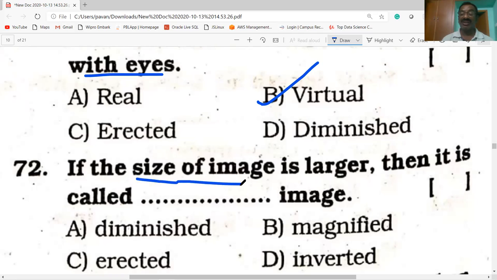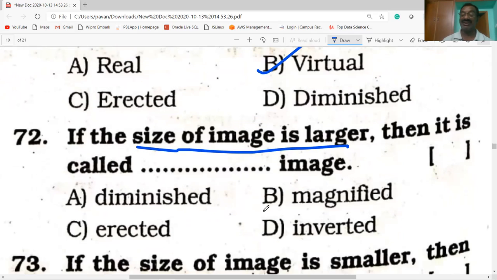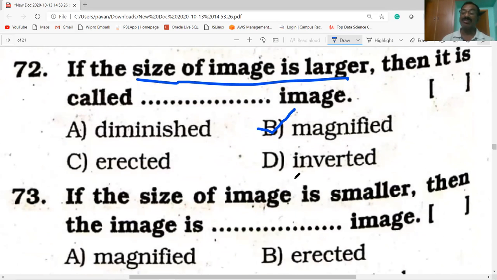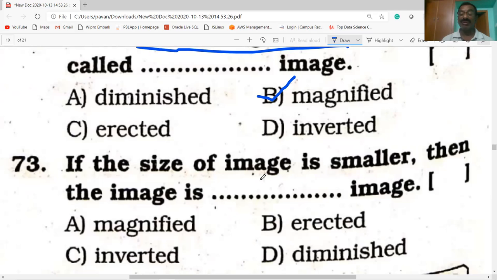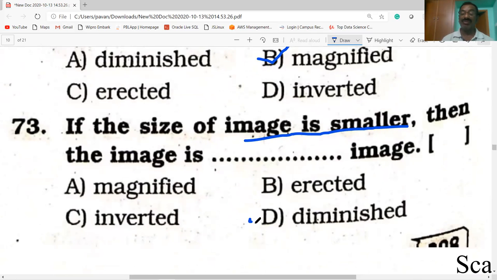If the size of the image is larger, then it is called dash image. So size of the image is larger, it is said to be enlarged image. Otherwise, big sized image. Otherwise, it is known as magnified image. So size of the image anedi object kanna ekkuvaga unnatlayite appudu em cheptamo magnified image erpadutundi, enlarged image erpadutundi, ledha big sized image erpadutundi ani cheptam. Next, size of the image is smaller, chinna dega erpadite appude em untamma, it is diminished image. So size of the image is smaller, then the image is said to be diminished image.